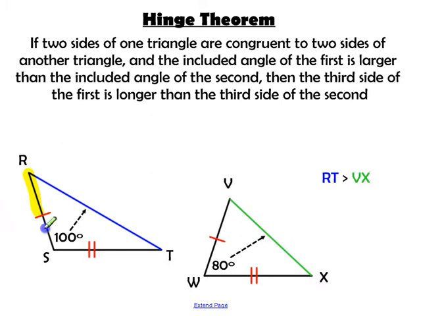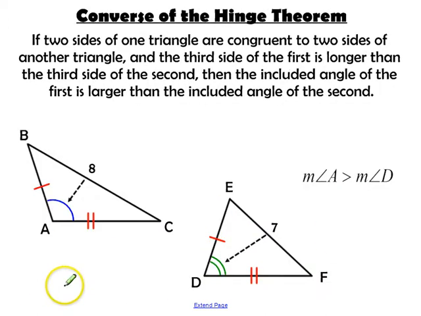We have this side RS is congruent to side VW, and we also have ST is congruent to WX. Now we want to focus on the angle that's in between those sides I highlighted. This angle is 100 degrees, and this angle is 80. Since 100 is bigger than 80, the side that's opposite from the 100, RT, this side is going to be longer than that side that's opposite from the 80-degree angle.